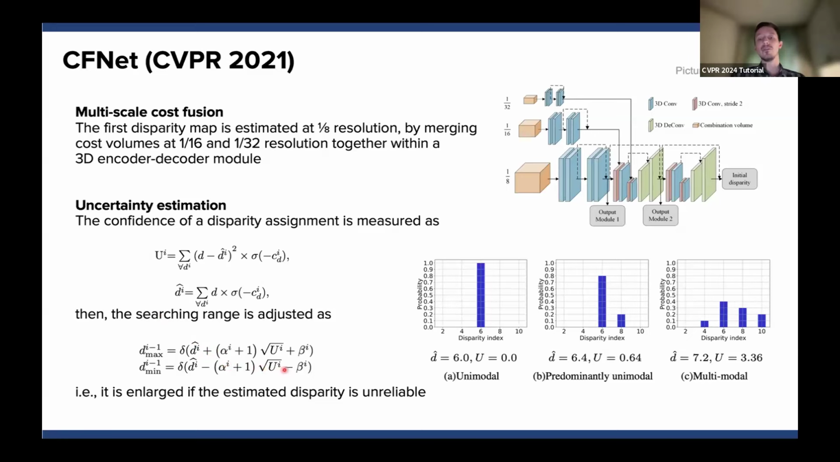This means if we have a very uncertain prediction from the previous stage, we will need to enlarge our disparity search range a little more, because probably our current prediction is very far from the correct one. On the contrary, if our prediction has a very low uncertainty, probably it is enough to look at a very narrow disparity range.